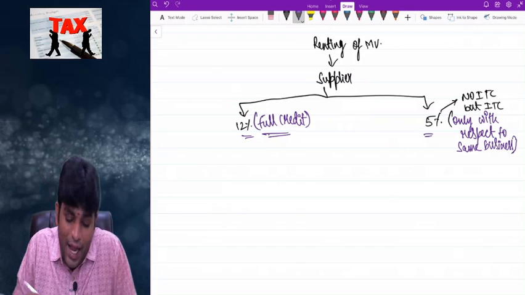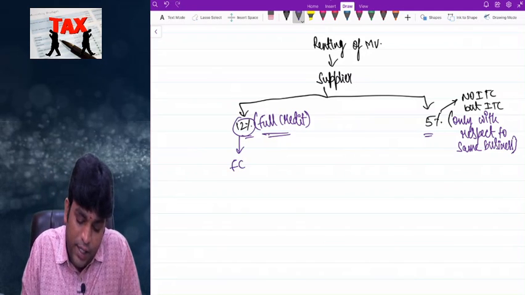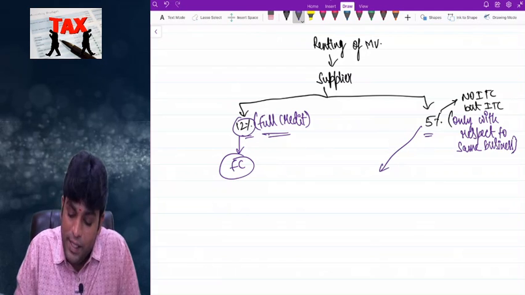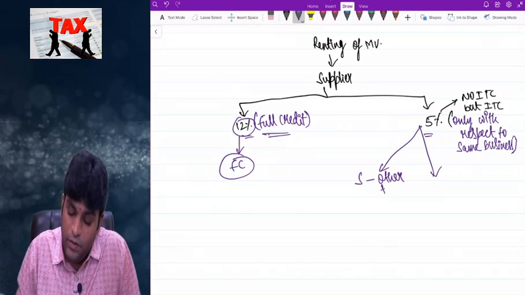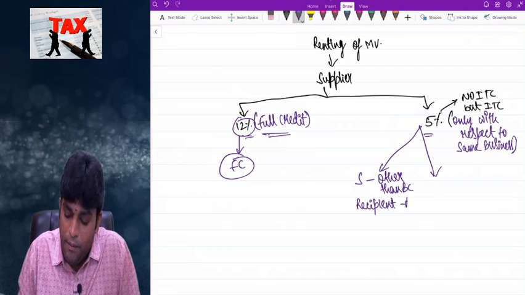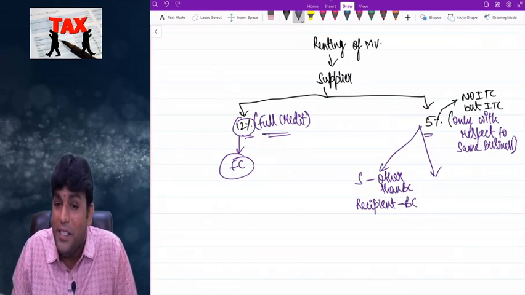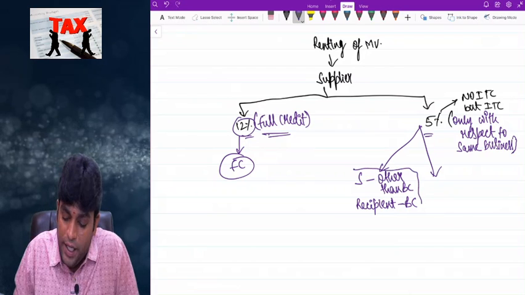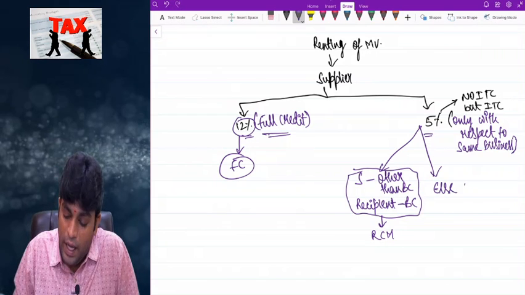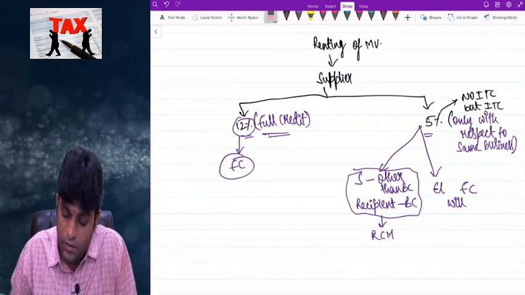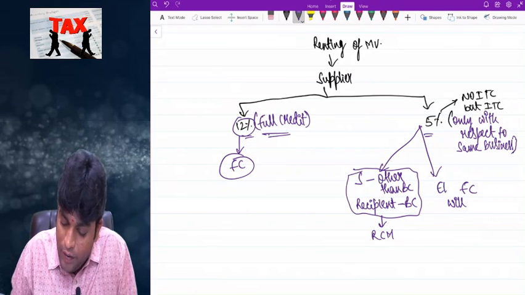Now the point is very clear. In the 12% case, always the concept is forward charge. But in the 5% case, there is one condition. That is, the supplier is other than BC, the recipient is BC. BC means body corporate. Supplier is other than body corporate, recipient is body corporate. If these two conditions are satisfied, then RCM will come. Else, forward charge will apply. If these two conditions are satisfied, what will happen, my dear friends? RCM will apply, else forward charge will apply.